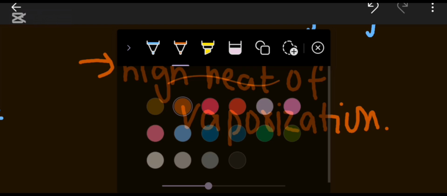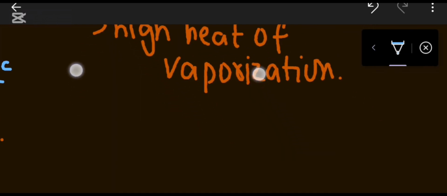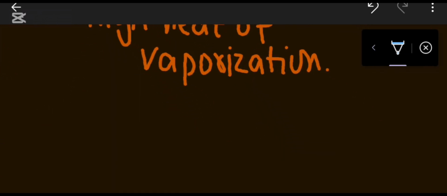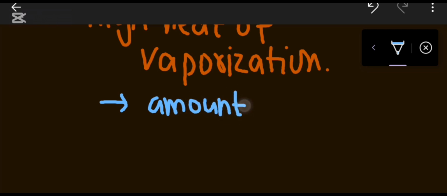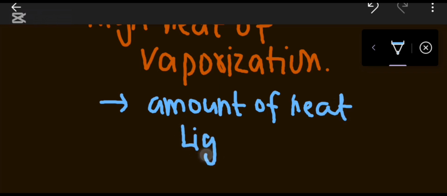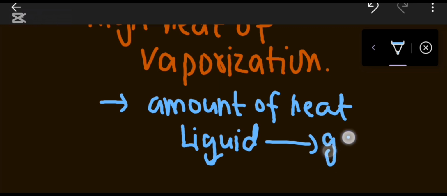So now, high heat of vaporization is basically what? The amount of heat required to convert the liquid state of water to the gaseous state. The amount of heat required so that it converts the liquid state of water into what? Into the gaseous state.